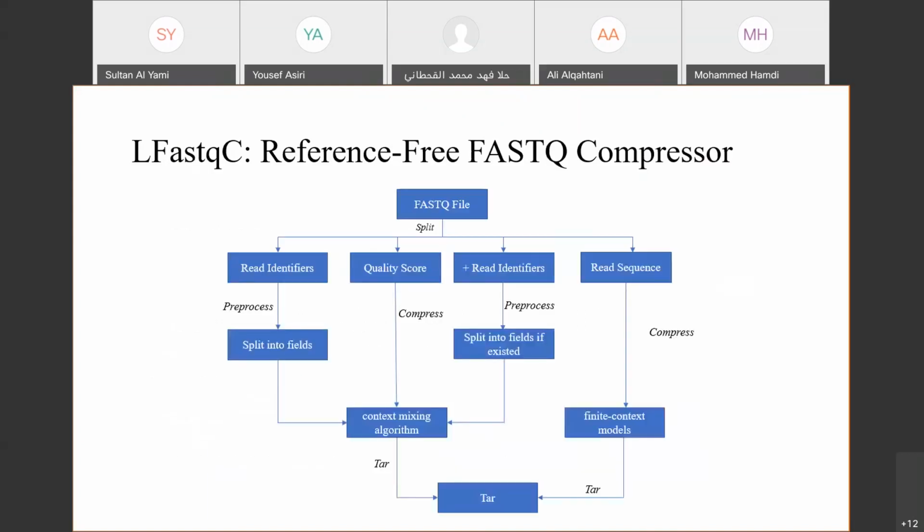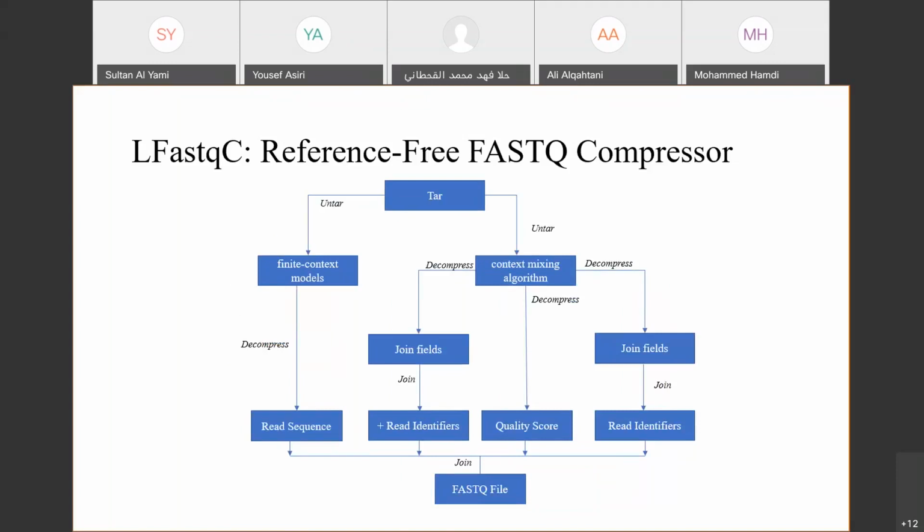In this slide, I'll explain how the tool works. First, the FASTQ file is split into 4 streams: the read identifier, the quality score, the optional plus sign stream, and lastly, the read sequence stream. The read identifier then will be tokenized into different fields, as well as the optional stream if it exists. After that, the read identifier fields will be input to the context mixing algorithm compressor, and the quality will be sent to the context mixing algorithm as well. And the read sequence will be sent to the finite context model compressor. The final step is to tar all 3 files into a single file. And this step will not introduce any compression gain, just to make them a single file.